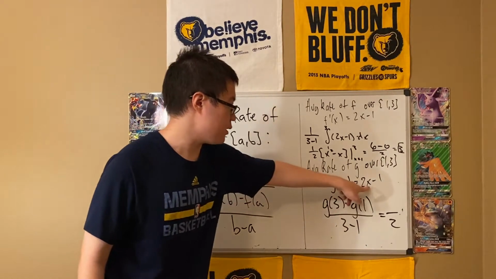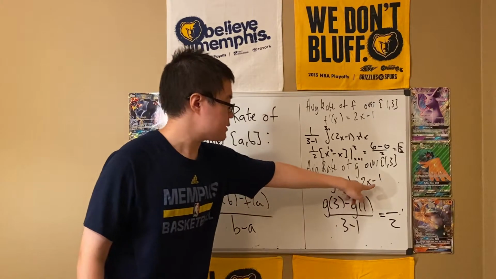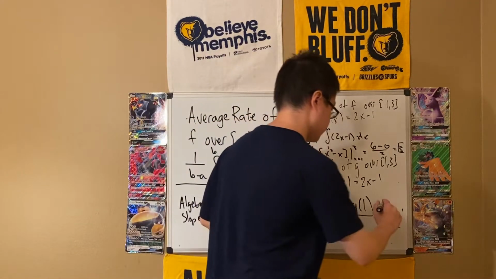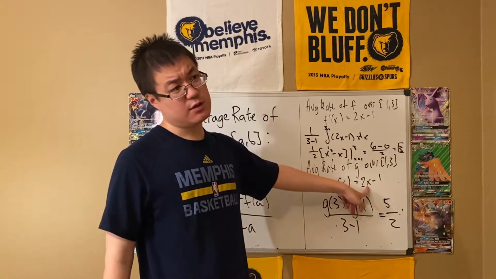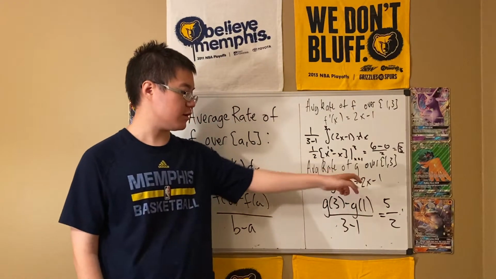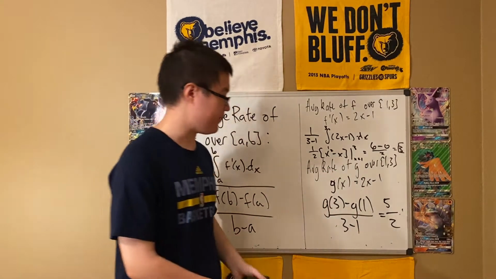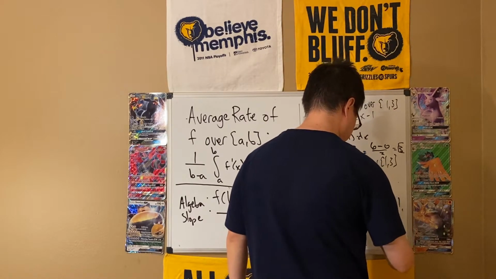And then all we're going to do is plug in 3, and then plug in 1. When we plug in 3, we're going to get 6 minus 1. That's going to be 5. And then when we plug in 1, it's going to be 2 minus 1. Hopefully you can tell what I'm doing here, plugging in 1. And when you do that, you'll just get 1. So it's going to be 5 minus 1, which is 4. 4 divided by 2 is 2.